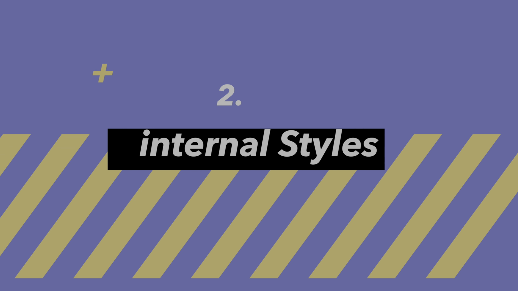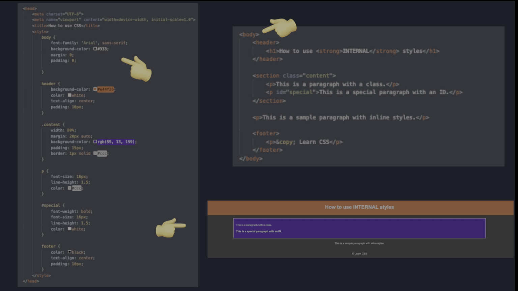The second way of implementing CSS is by defining the styles with the style element in the head section of your HTML document. This method is useful when you want to apply styles to multiple elements within the same document.